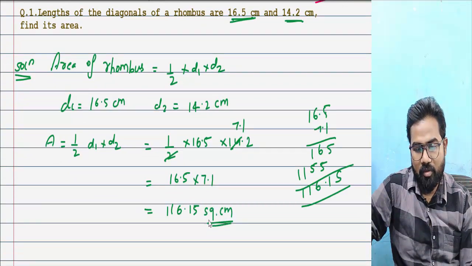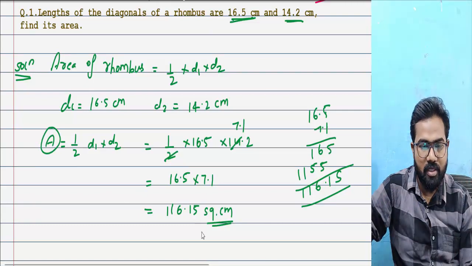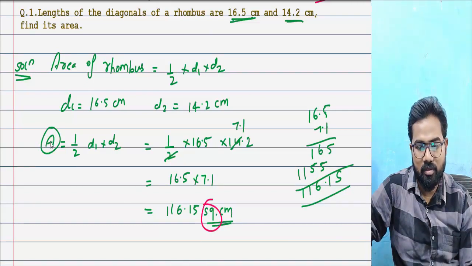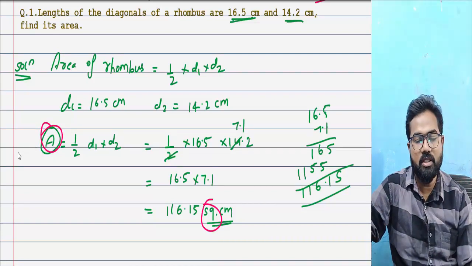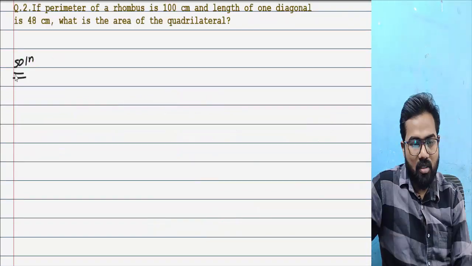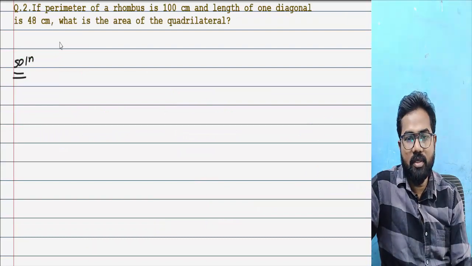116.15. We have to write square centimeter. Area, always the unit should be square centimeter. Keep in mind the unit is square, and it should be for the area. So it should be in square centimeter. Here we have to use the sides of the rhombus.